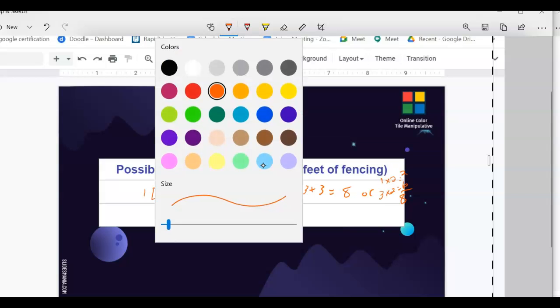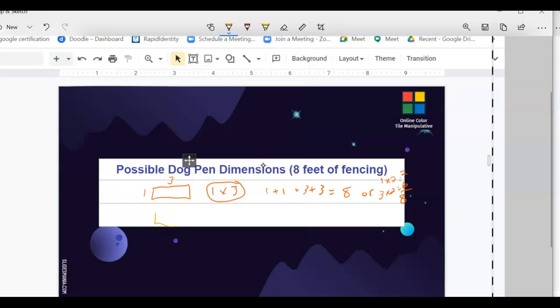So what is another one? Let's take a look. I'm going to draw another rectangle here. So how about I do 2 by 2? So let's say 2 by 2 is another possible solution, because if I add up 2 plus 2 plus 2 plus 2, that gives me 8. So that's another possible solution. Another way that I can figure that out is I can say 2 times 2 is 4, and 2 times 2 is 4. When I add those up, I also get 8 feet.